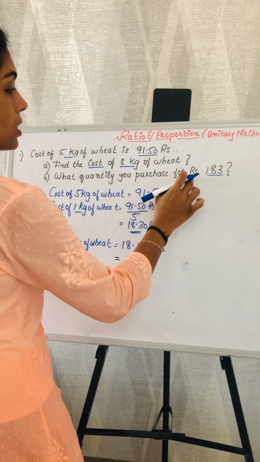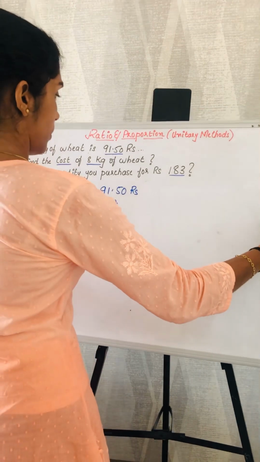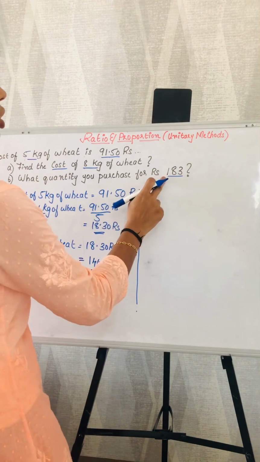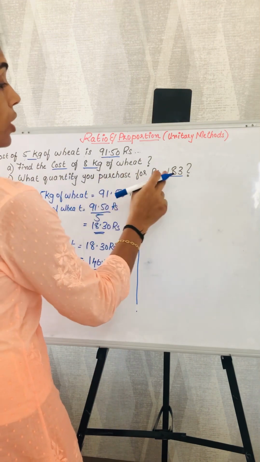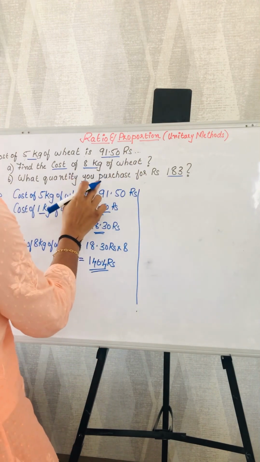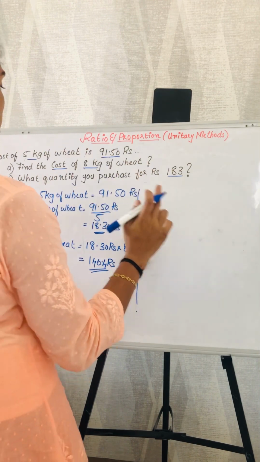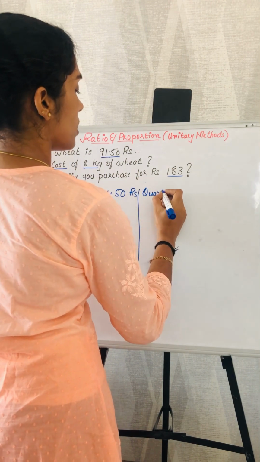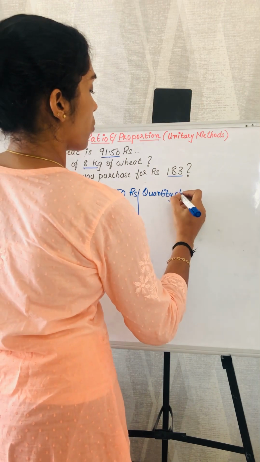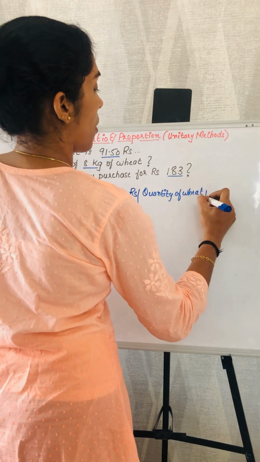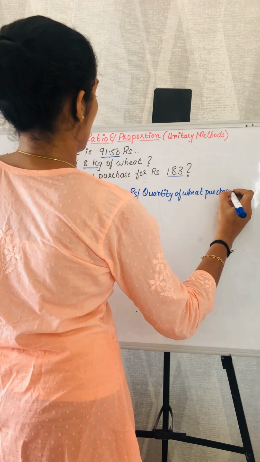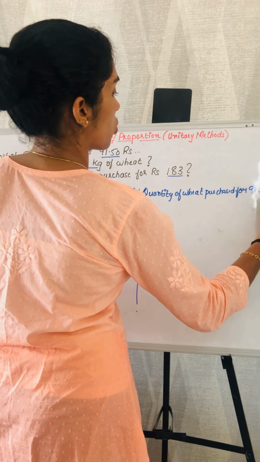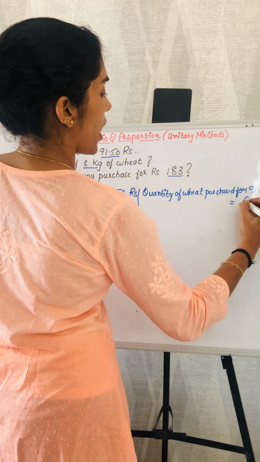Okay. So now the second part. What quantity you can purchase for rupees 183? So for that, how can you frame your first sentence? You want to know how much quantity of wheat you can purchase for 183 rupees. So you want to find how much for one quantity, right? So from where we can get that? That is quantity of wheat purchased for 91.50 rupees is what? 5 kg.